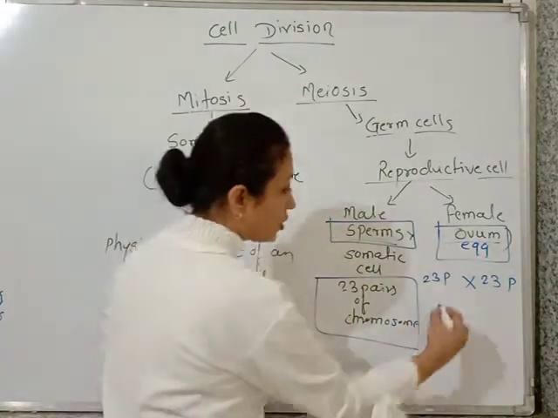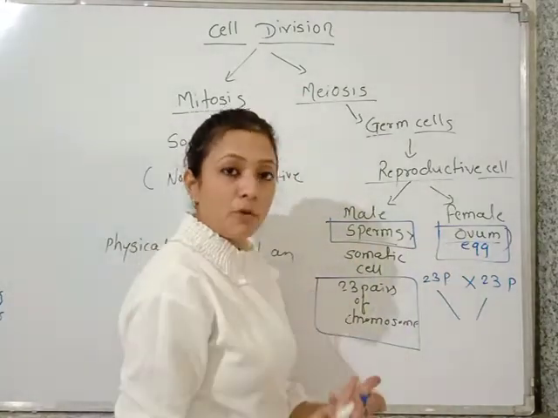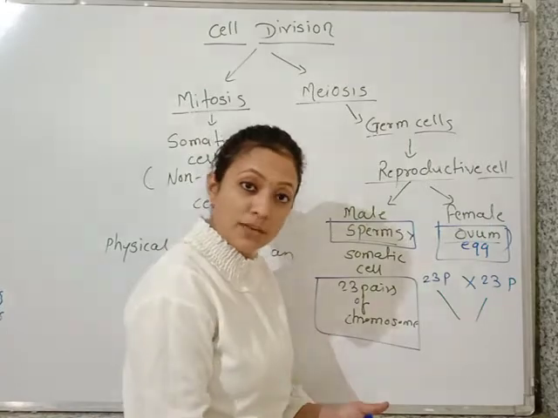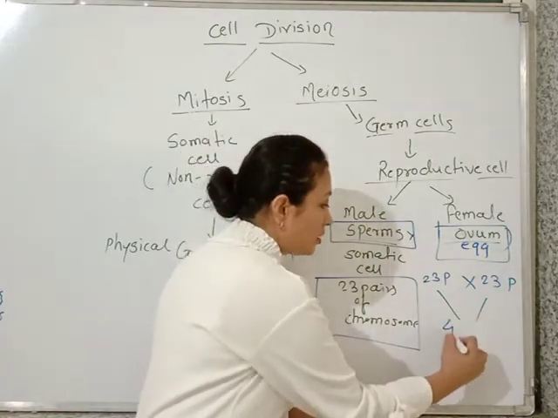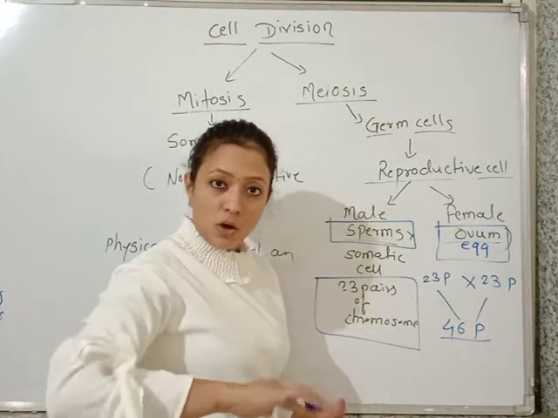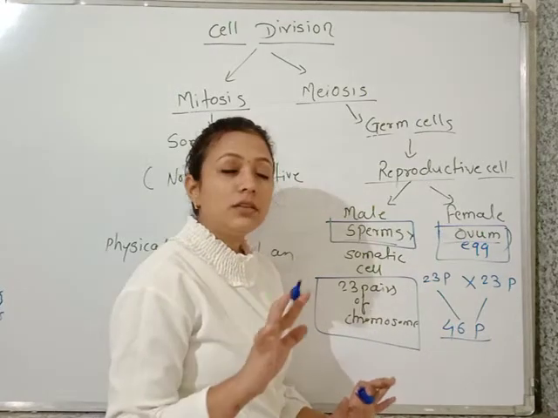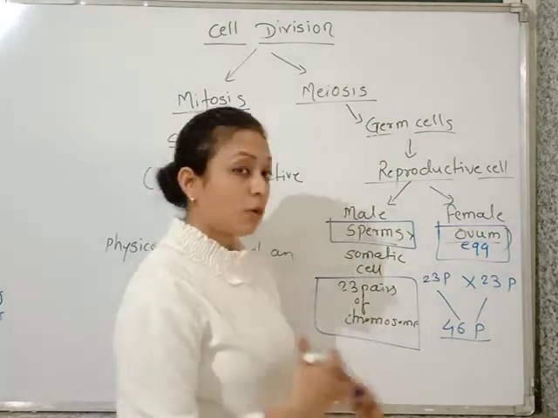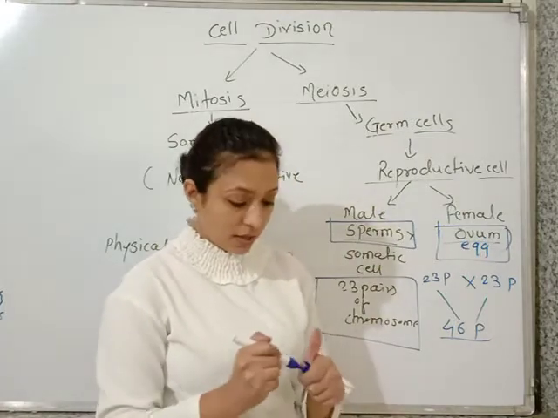So let's imagine what will be the number of chromosome in the next generation. That will be of course 46 pairs. Okay, and normal individual have the 23 pairs. So chromosome number double हो रहा है, ठीक है?